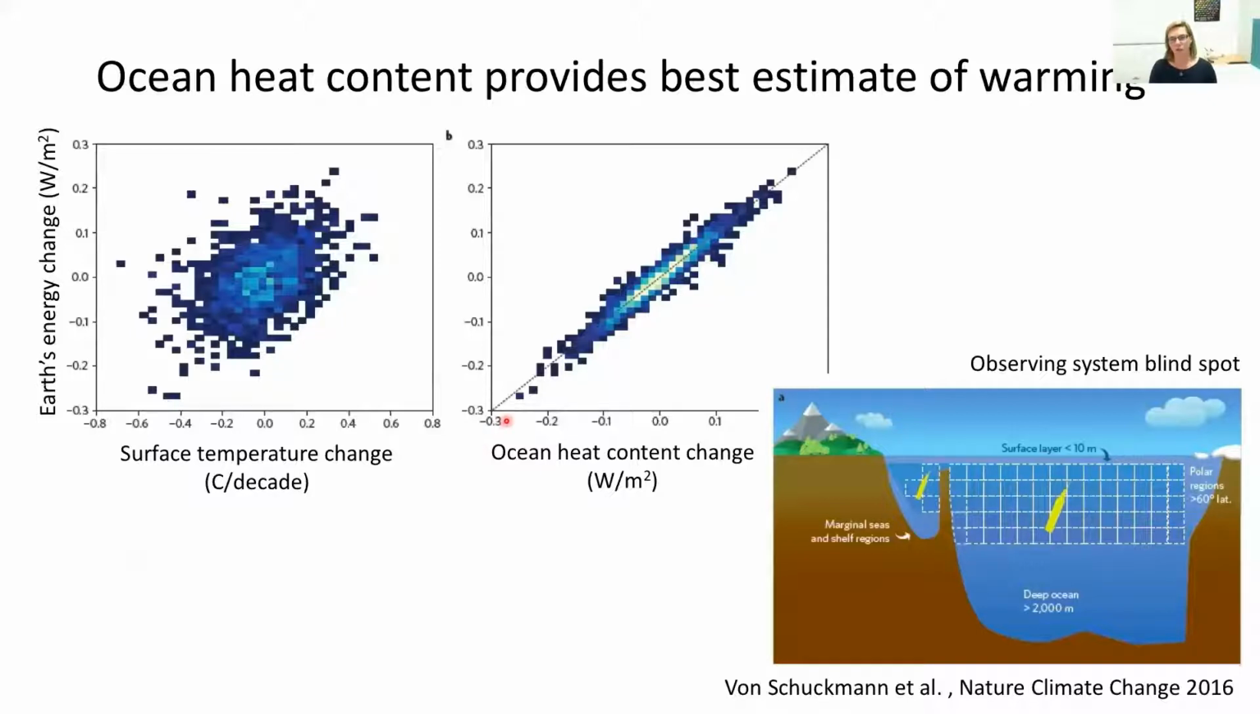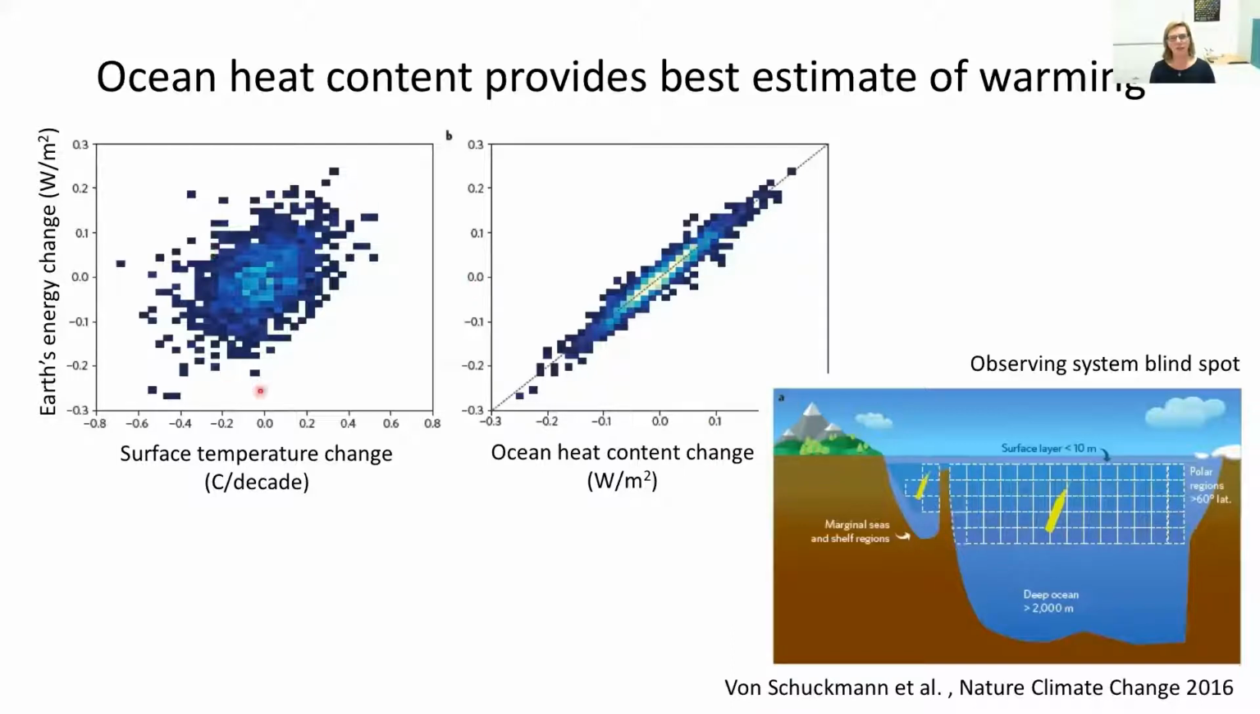This slide was to just give you a sense of why we use ocean heat content change as a metric for the Earth's energy change. And so on the vertical axis here, we have the amount of change in the energy of the Earth system, and on the bottom axis we've got surface temperature change on the left side and ocean heat content change on the right.